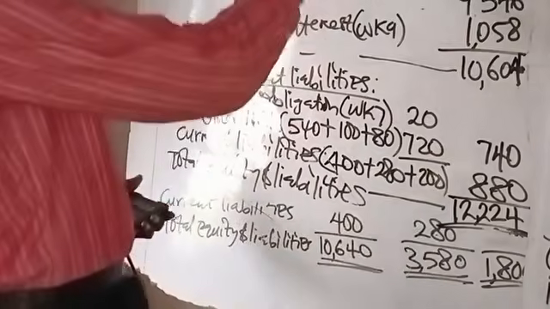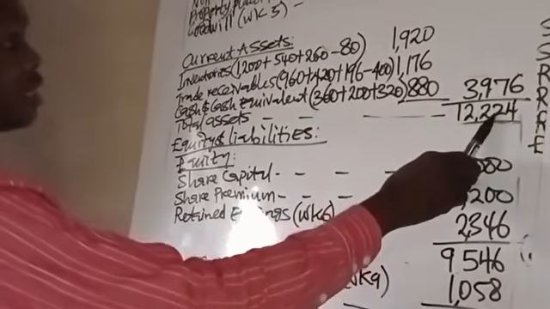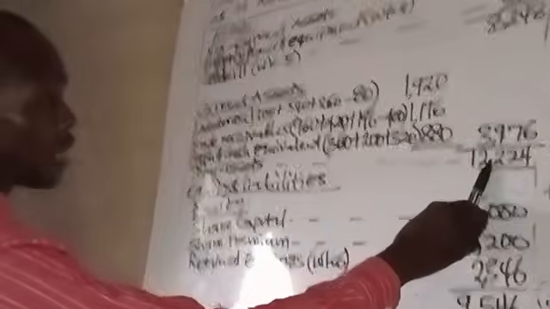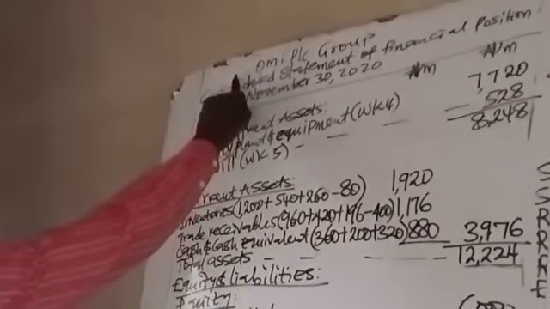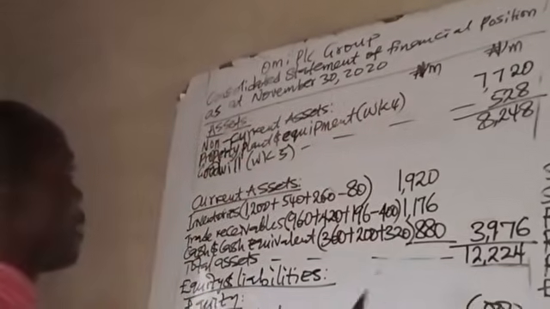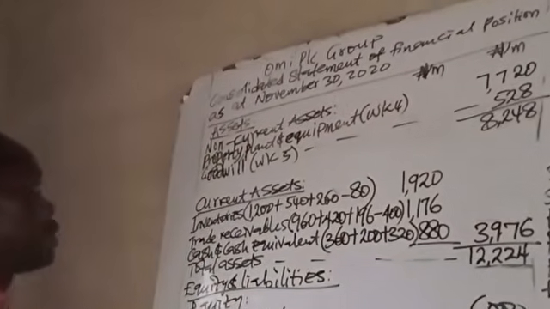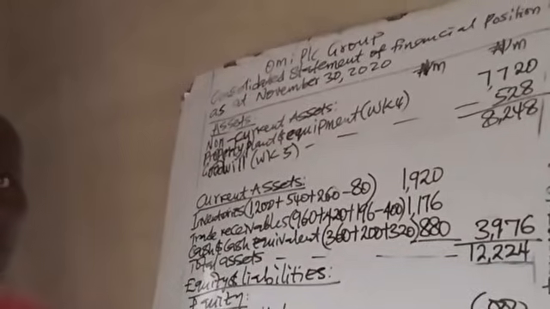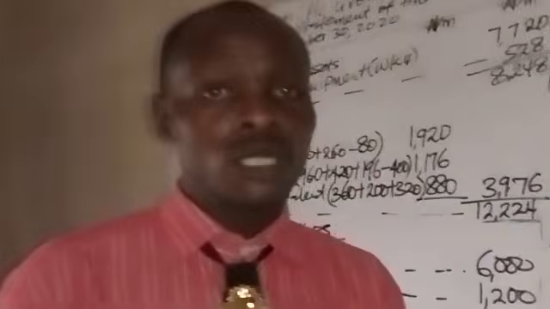If you look at your total asset, you will discover that the total equity and liabilities agree with the total asset. That is the preparation of OMI PLC Group Consolidated Statement of Financial Position as at November 30, 2020. This is the end of the solution to this question.